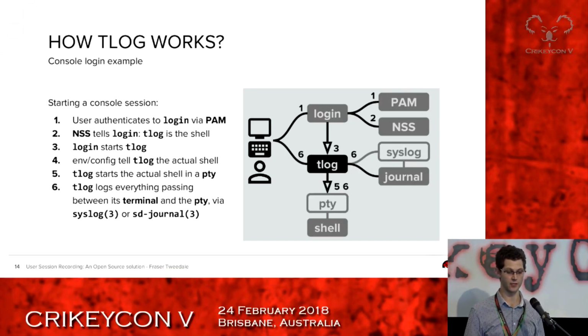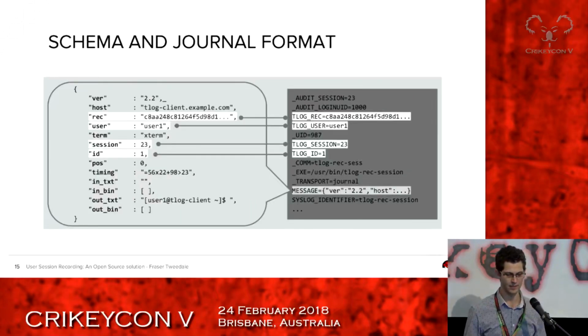It forks the pseudo terminal and then logs everything that goes in between the slave and the master ends of the pseudo terminal, and everything it logs, it formats as JSON messages and sends to that output.